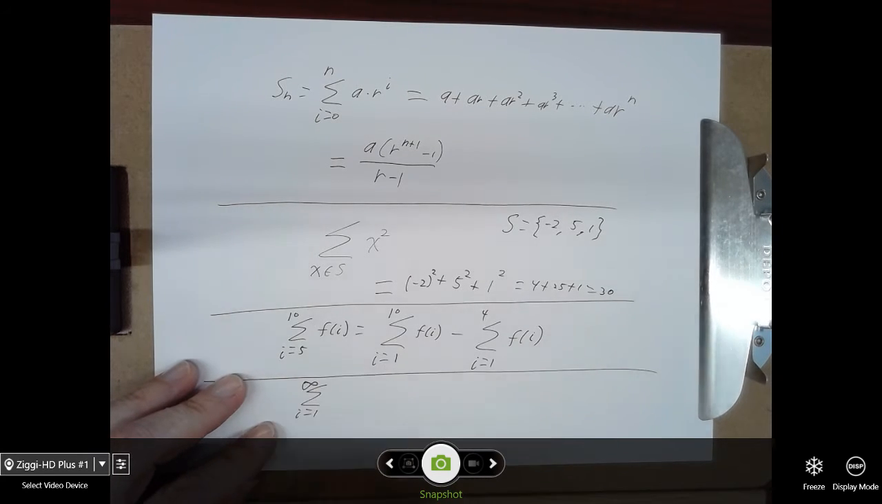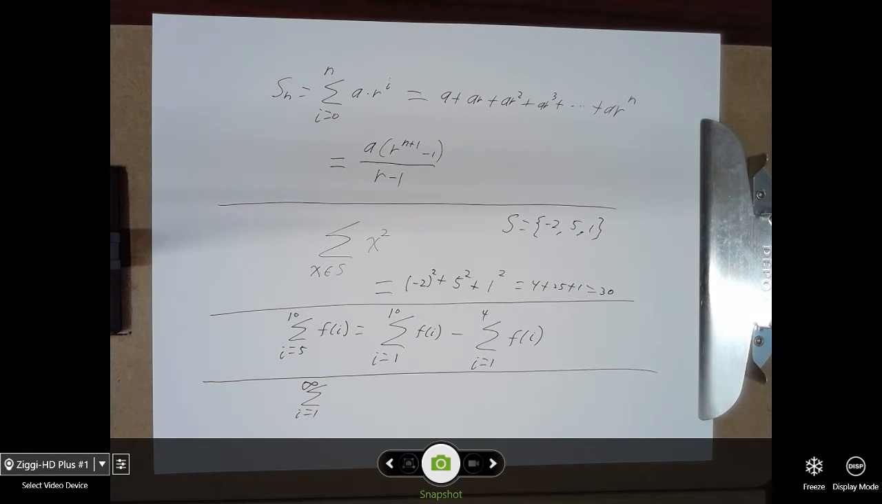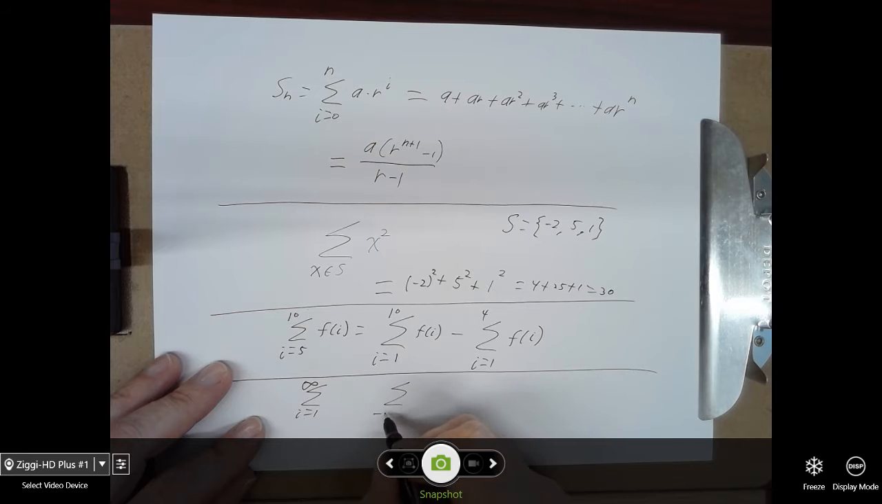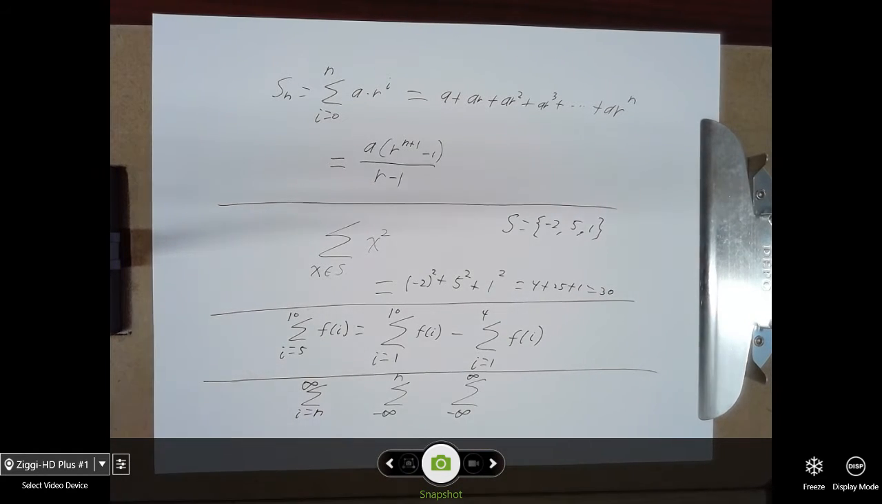And finally, there are infinite sums. We can go from some number up to infinity. We can go from negative infinity up to some other number, or we can go from negative infinity to infinity. And when you have infinity in the limit of a sum, it means just keep going. It's not a number, but whatever number you're at, you want to keep going beyond that.